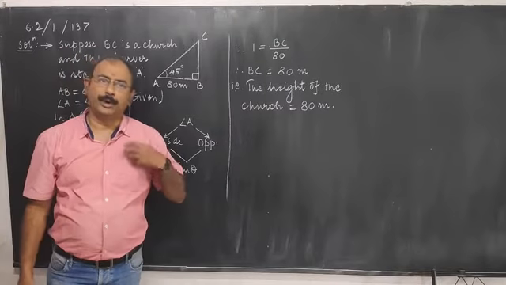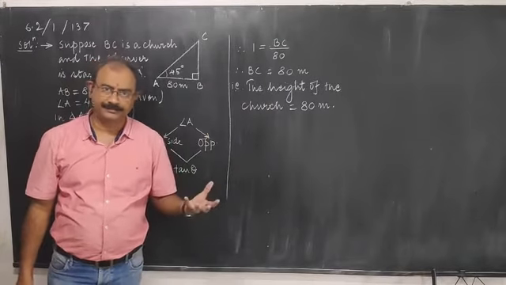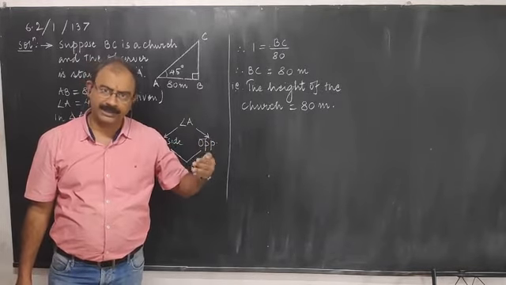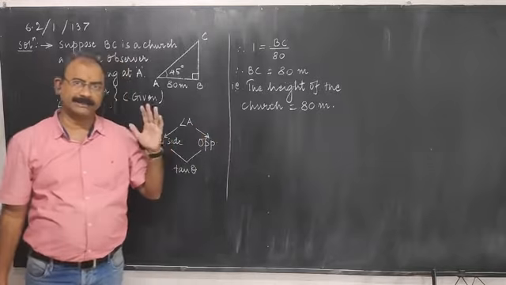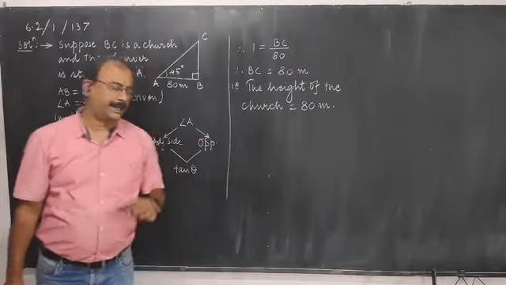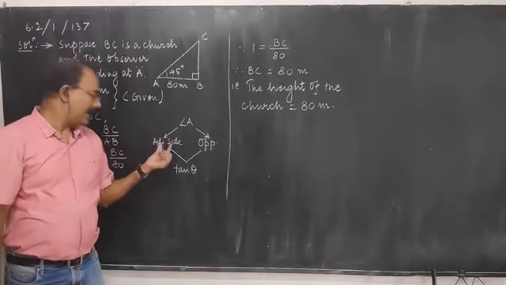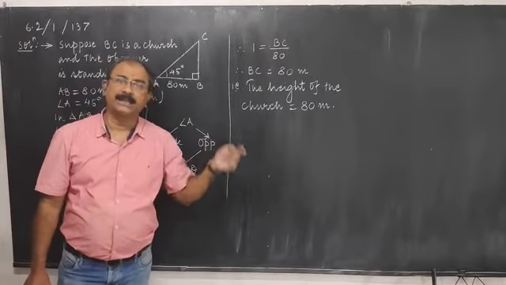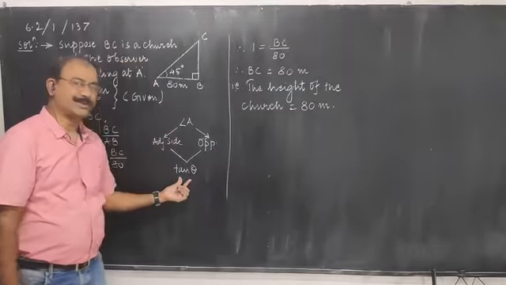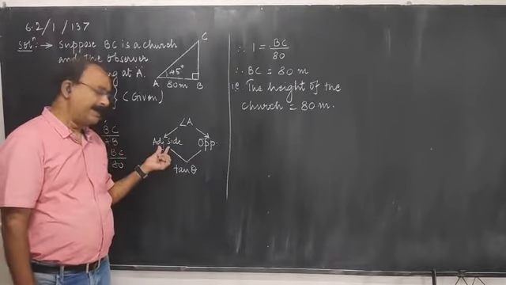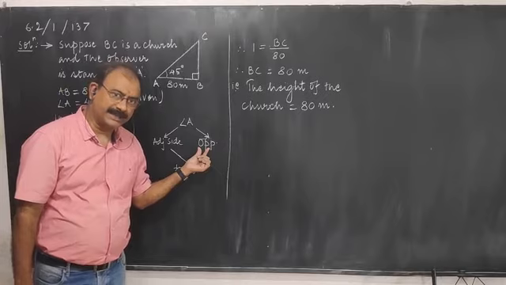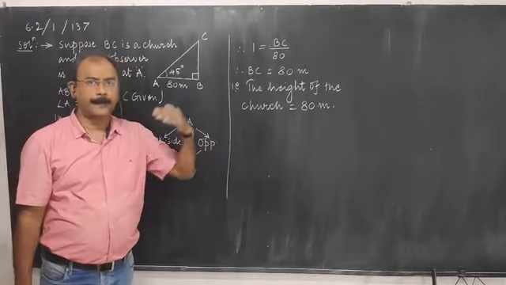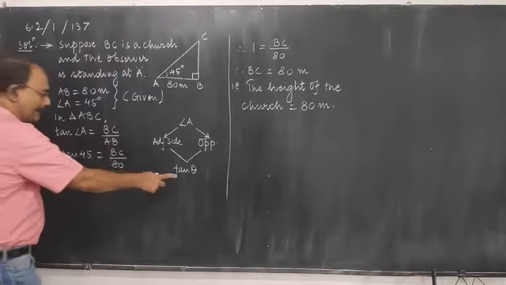Now, we all know the definitions of sine, cos, tan. Sine is opposite upon hypotenuse, cos is adjacent upon hypotenuse, tan is opposite upon adjacent. Yes, opposite upon adjacent. So, adjacent side and opposite side are linked by the tan ratio. Tan theta is equal to opposite side upon adjacent side. So, we have to apply this.